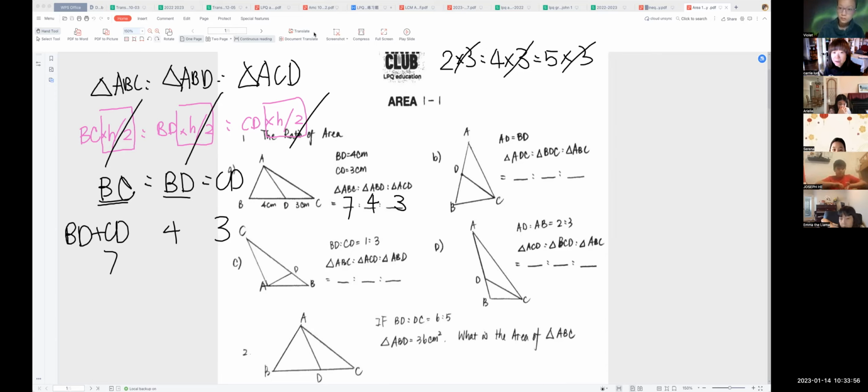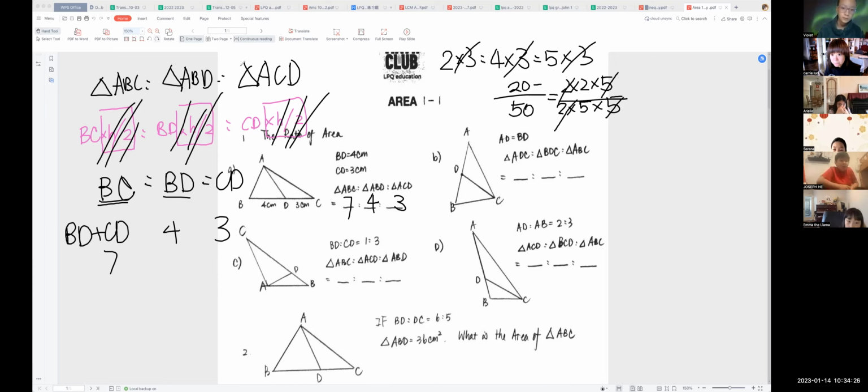So this part we have learned last year already, right? So how to do the ratio. So 20 over 50 equals what? 20 equals 2 times 2 times 5, and 50 equals 2 times 5 times 5. So that's why the 2 can go and the 5 can go, because that's the same thing. Here, the same thing. We can just divide the same thing. We can just cross them out.